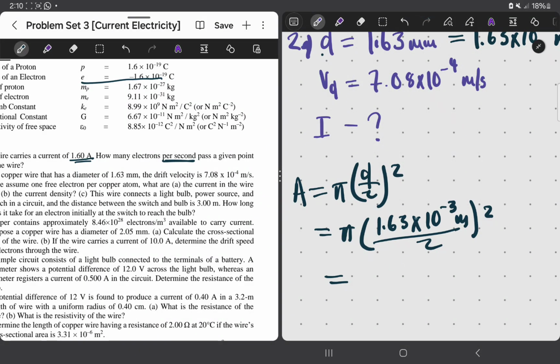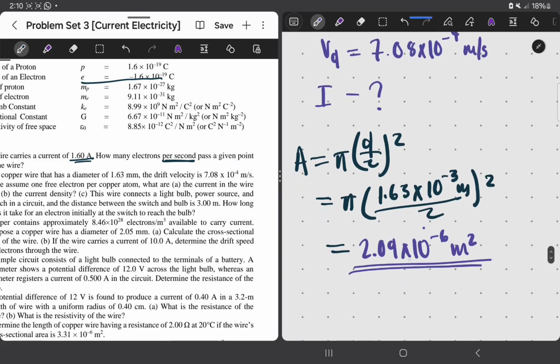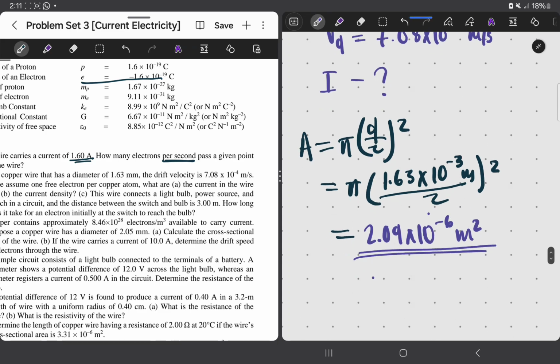Pi, open bracket, 1.63 exp negative 3 divided by 2, close bracket, squared, equals. What are you going to get? You must get 2.09 times 10 to the negative 6 square meters. This is the solution you should get first. Remember, if you get 0.000002, just move the comma until you are left with one value before it. If it was 0.000, then obviously the power will be negative. Just count how many times you've moved the comma. If you've moved it 6 times, the power is negative, so it'll be times 10 to the negative 6. This is going to give us our area.